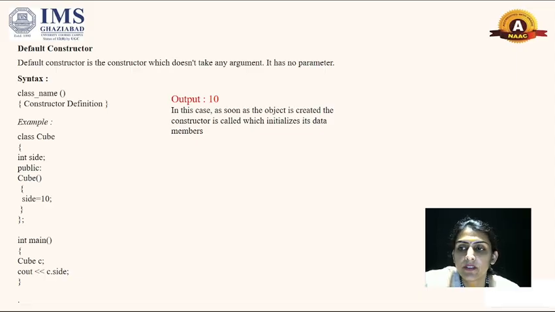Now see the example, we can see there is a class Q. Then we have one variable inside. Then there is public Q, side equals 10. And then in integer main, we have called Q, that is the constructor, and we have given the print cout c dot side. In this case, the output is 10 because as soon as the object is created, the constructor is called, which initializes its data members.